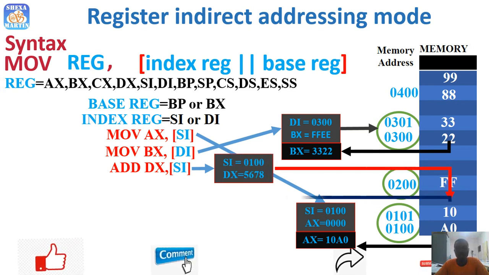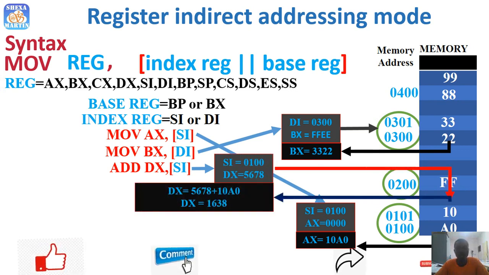I hope you are understanding what we are doing here. So on addition, we are saying add the value that is residing in memory, and the memory address of that value is residing in SI, and SI has got 0100. So 0100's value is 10A0. That's the value that is to be added to the value that was already existing in DX. Then we get 1638. That's it, we are done. Let's go to the next section.